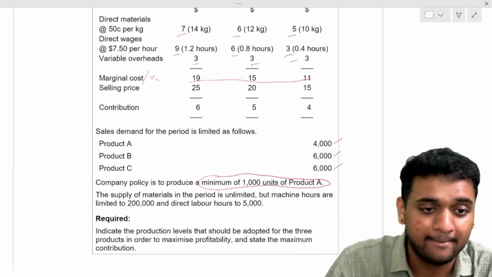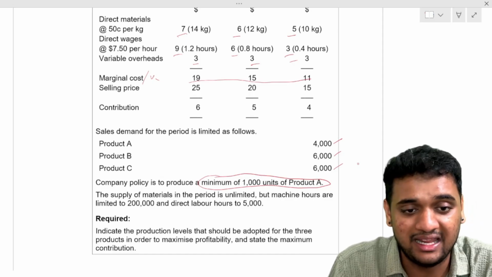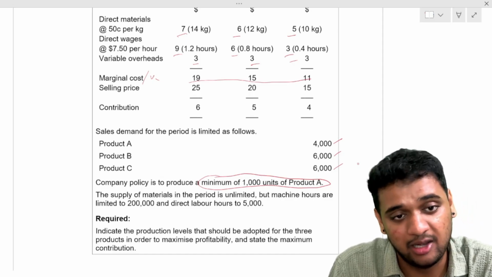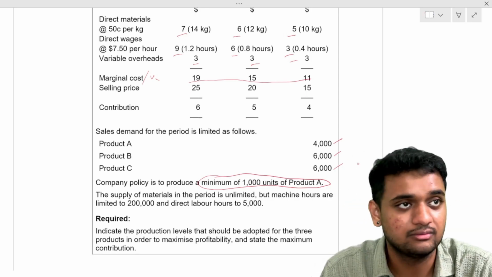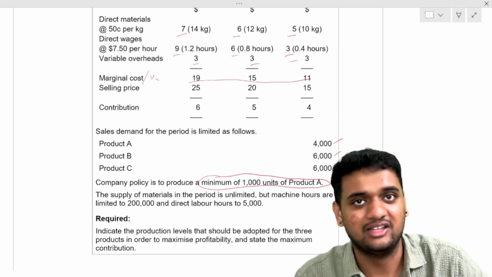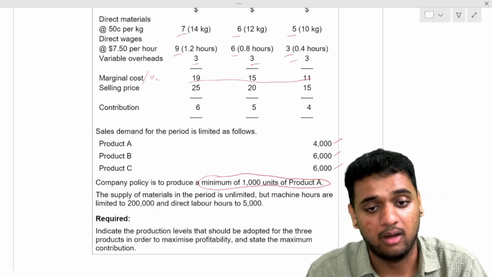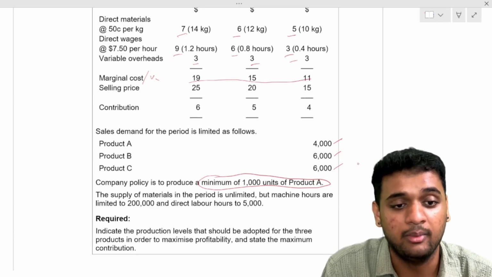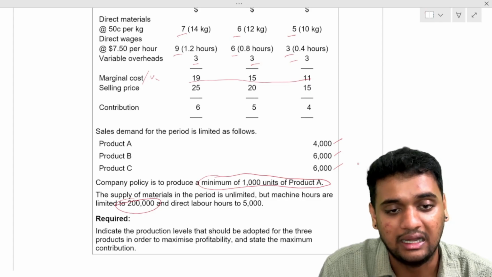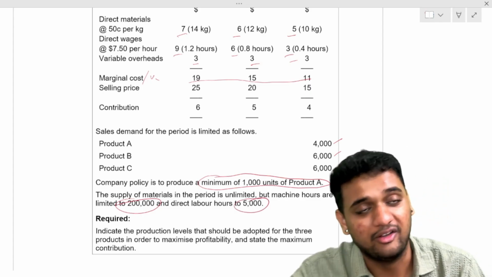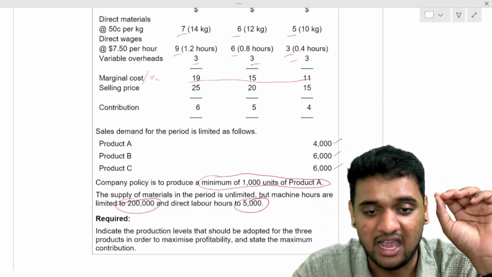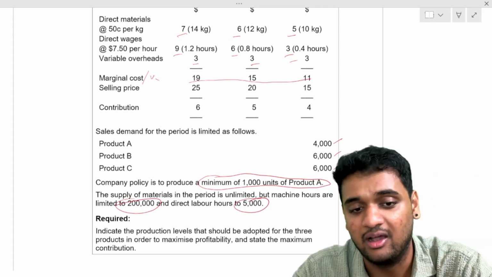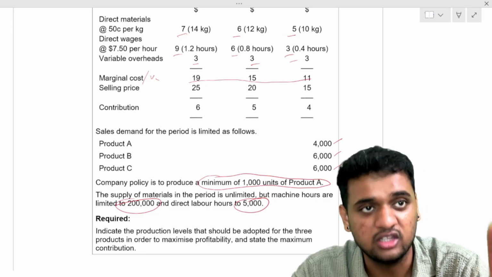Understood? Next, supply of materials in the period is unlimited. So unlimited raw material we have. We can buy. But machine hours are limited to 2 lakh hours and direct labor hours are limited to 5,000 hours. So within that, we have to produce.